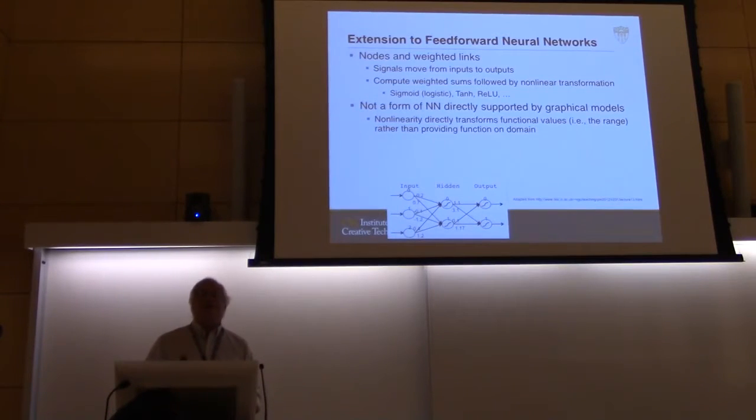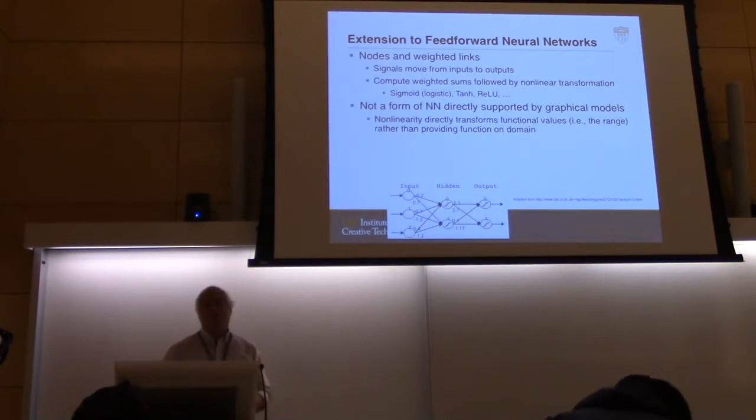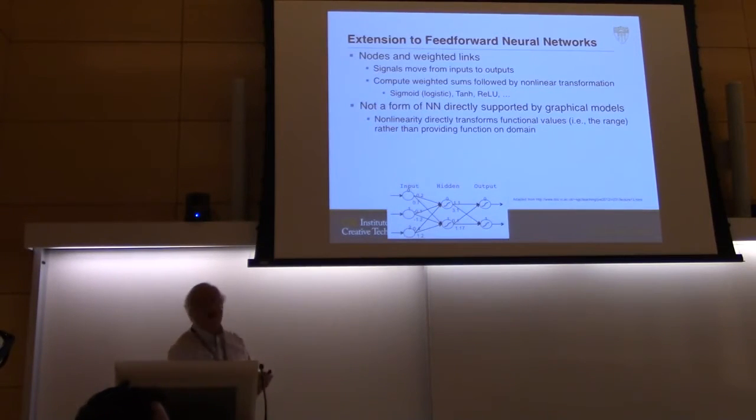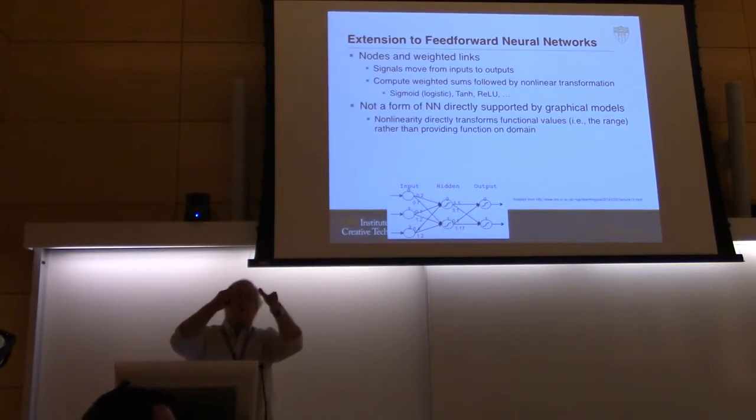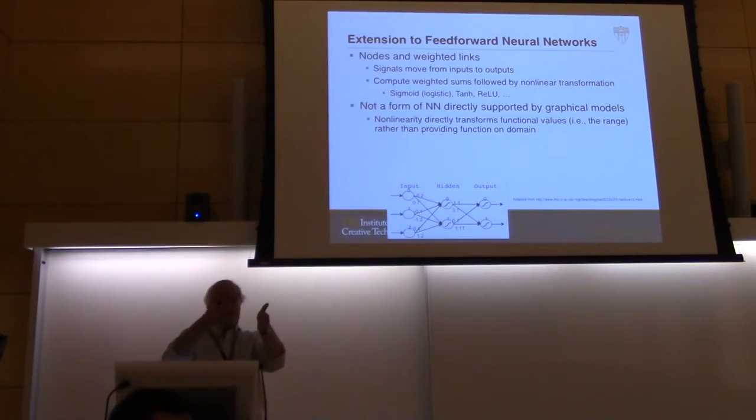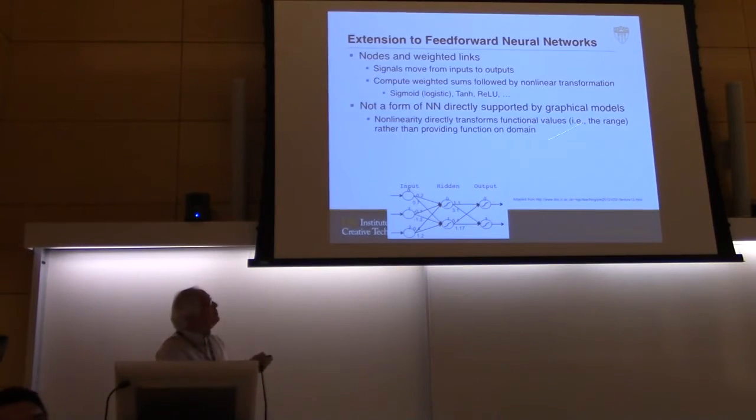It turns out a number of neural network algorithms map directly onto factor graphs, certain forms of Boltzmann machines, for example, and radial basis functions. Feed-forward neural networks do not. And as I understand it, the key reason they do not is because of this nonlinearity directly transforming the functional values, that is the range of the function. That is not what a normal function in a factor node does. A factor node function creates a function on the domain of the function. It doesn't muck with the range of the function directly. That's what this has to do, though.